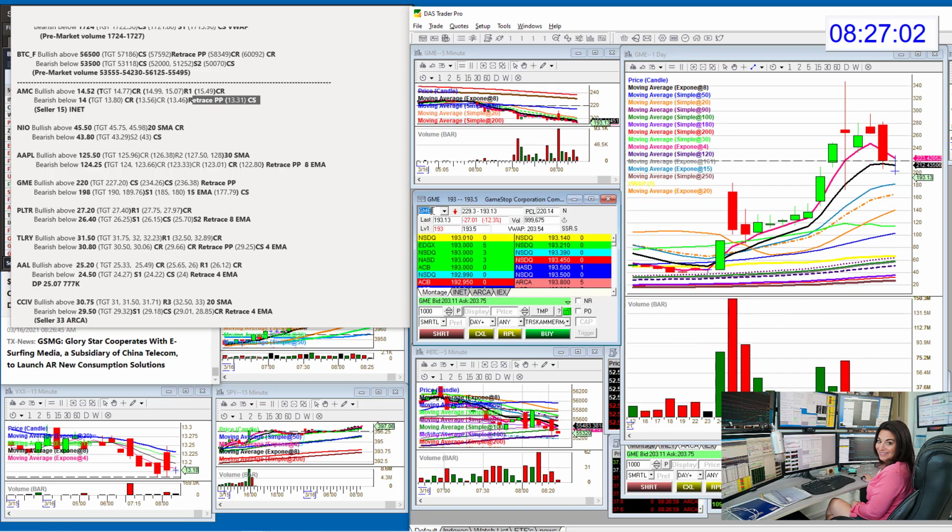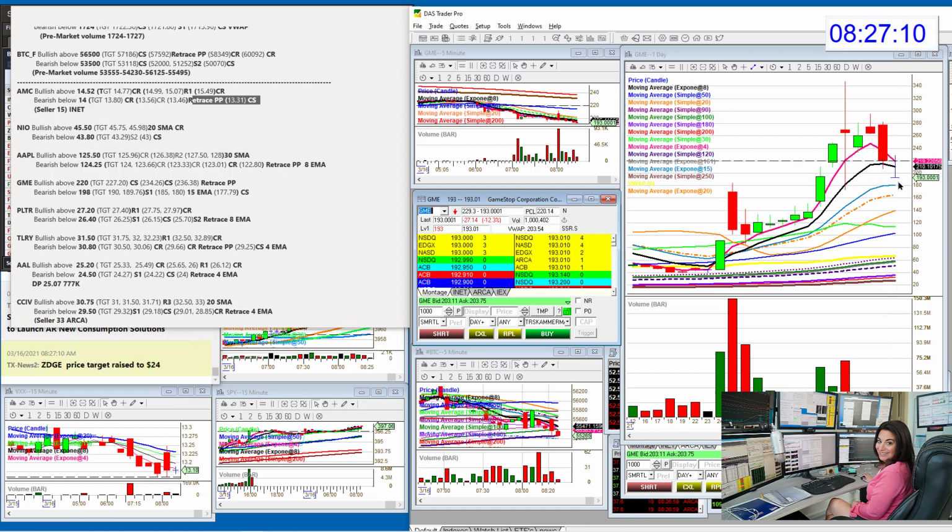Next one is GameStop, definitely a wild one. I love the trade that's happening right now, down to the 15 EMA. Coast is clear, you see that? See how nice and open that is? Yeah, that's a good short trade. Bullish above 220, that was the only level I liked going long. All right, let's go to the next one.